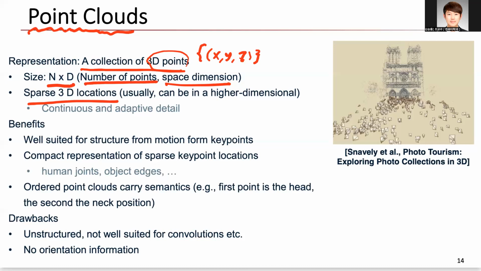The benefit of the 3D point cloud is that it is well suited for structure from motion, and this is a very, very compact representation of sparse keypoints. For example, like this, this is SfM. We constructed the 3D field. This is a compact representation. We can adjust the memory of this representation by adjusting the number of points.